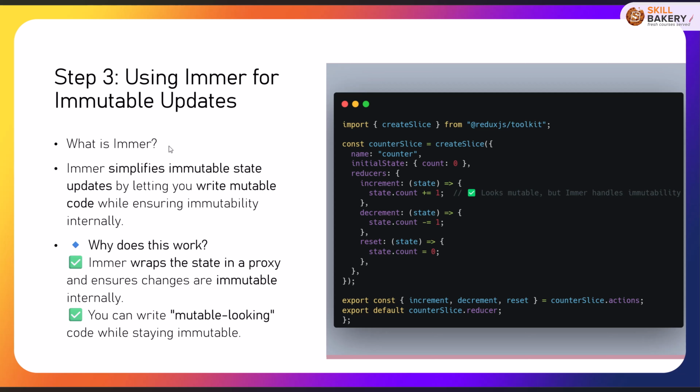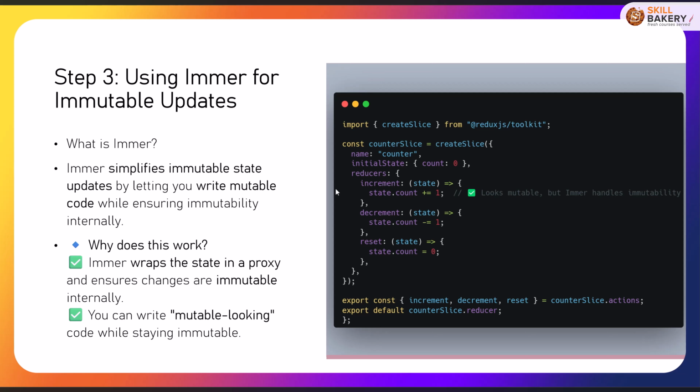So over here, the code that we have seen in action, you can see we are directly updating the count value by 1, or decrementing it by 1, or resetting it to 0. Over here you can see that it looks mutable, but Immer handles immutability. So why does this work? Because Immer wraps the state in a proxy and ensures changes are immutable internally. You can write mutable looking code while staying immutable.